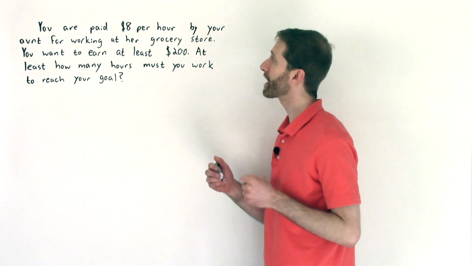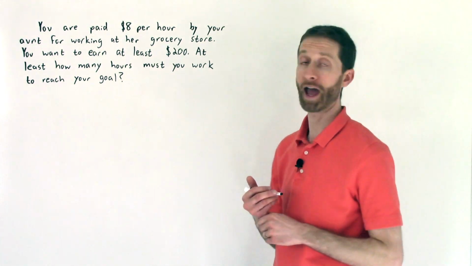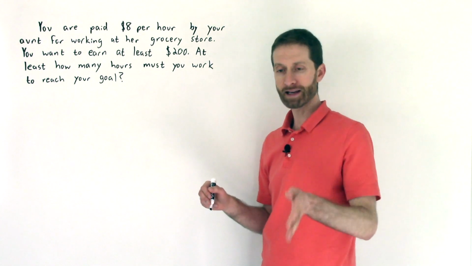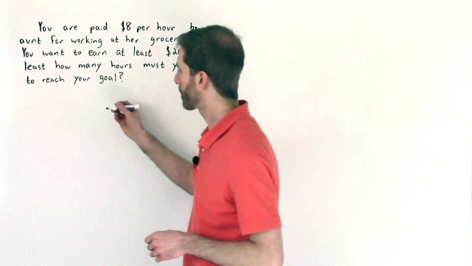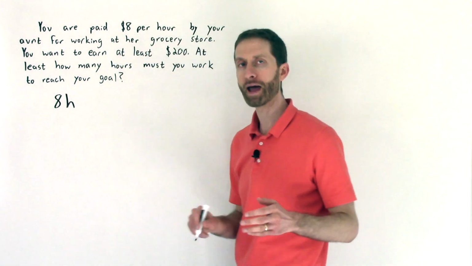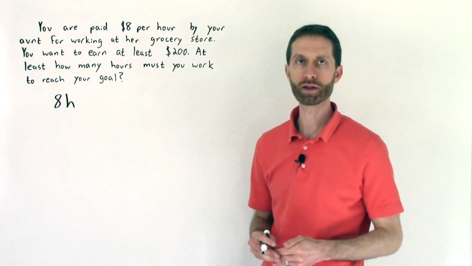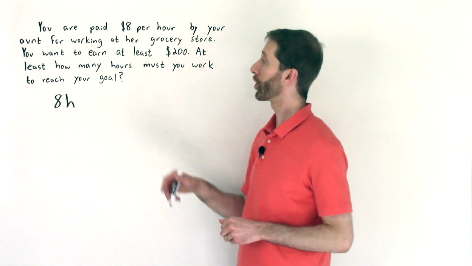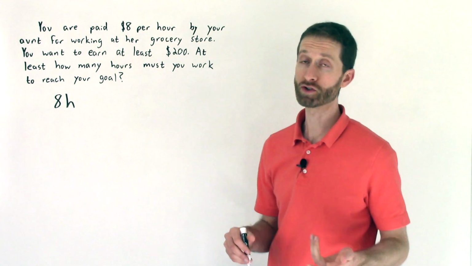You were paid $8 per hour by your aunt for working at her grocery store. Right away, $8 per hour is $8 for every hour or for each hour. So to me, I'm going to write out 8H. Whether or not that's a part of my actual equation or inequality that I'm going to have here remains to be seen. We're then told you want to earn at least $200.